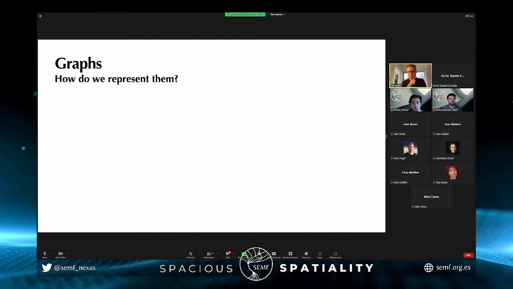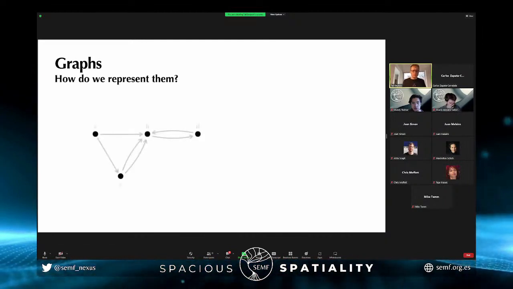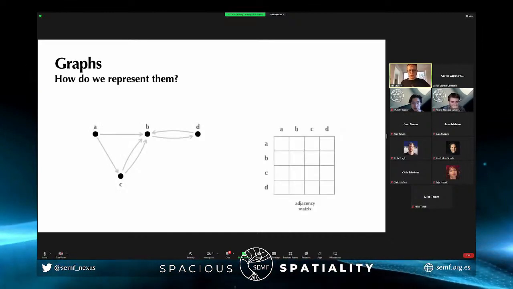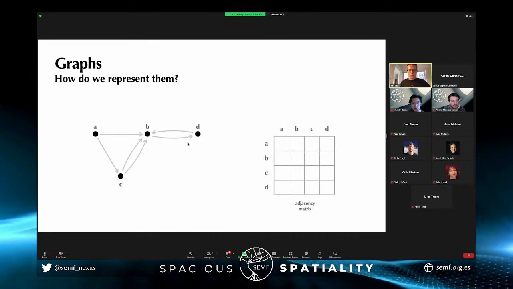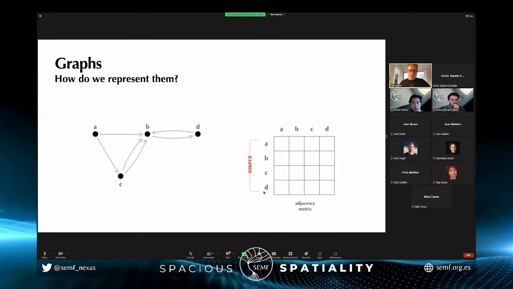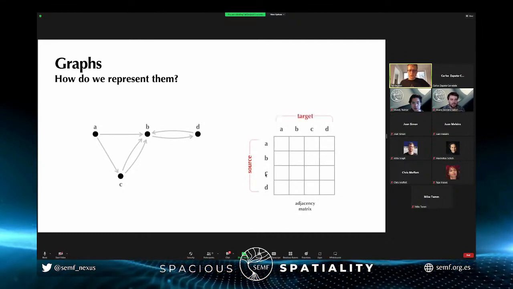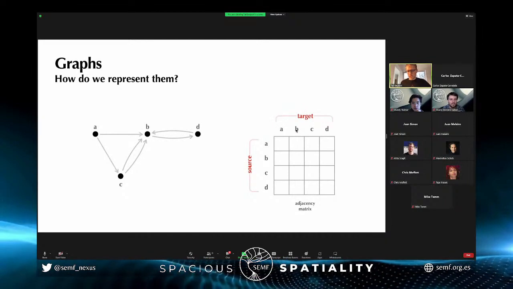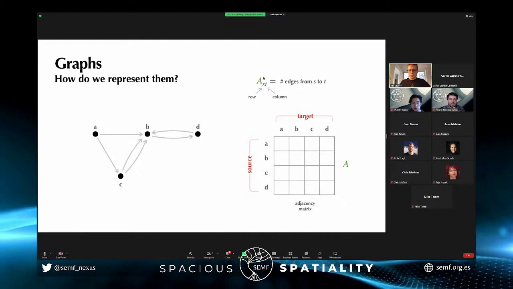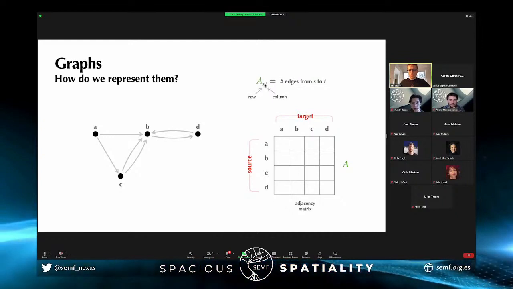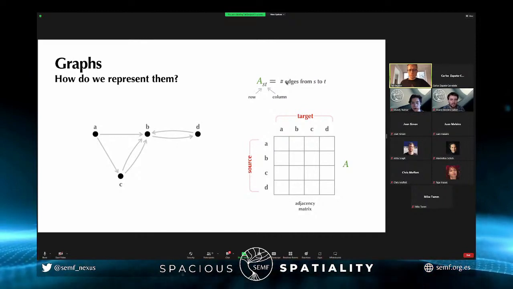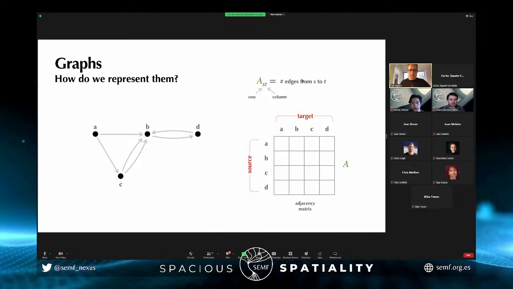Now, how do we represent graphs mathematically? Well, here's one way. It's called an adjacency matrix. The way it works is we will label these vertices, and the rows of this adjacency matrix will represent sources of edges, and the columns will represent targets of edges. This notation means look up the value of the adjacency matrix A in a particular row and a particular column. That indicates the number of edges from that row's vertex to that column's vertex. So let's look at an example.